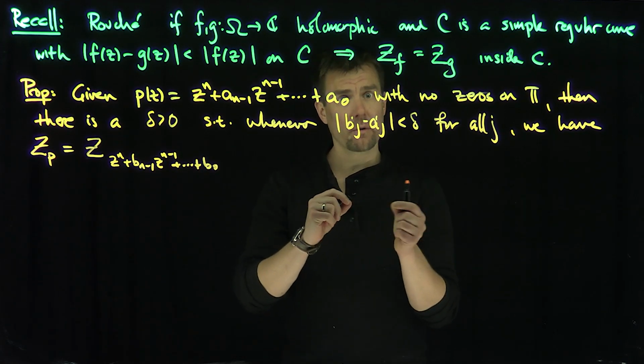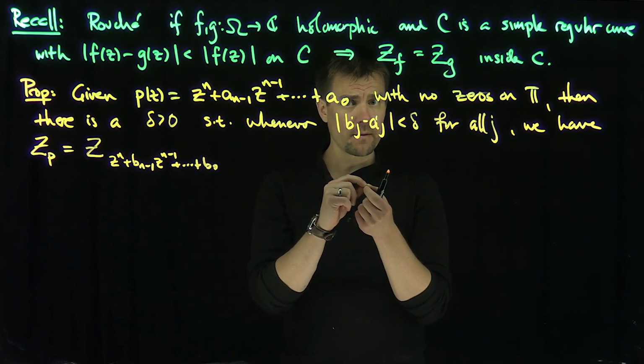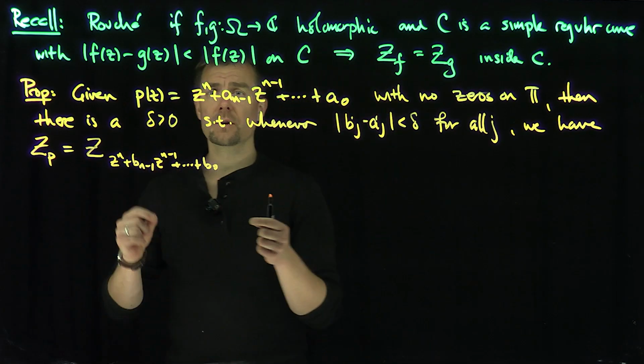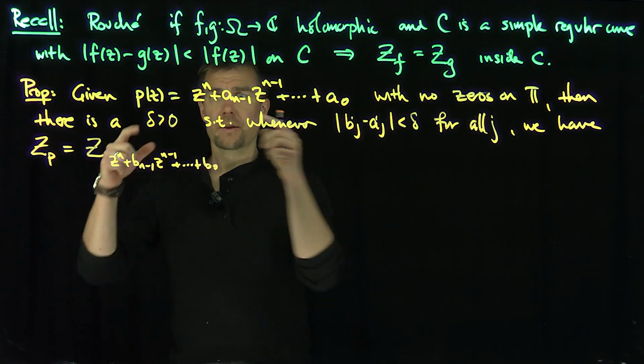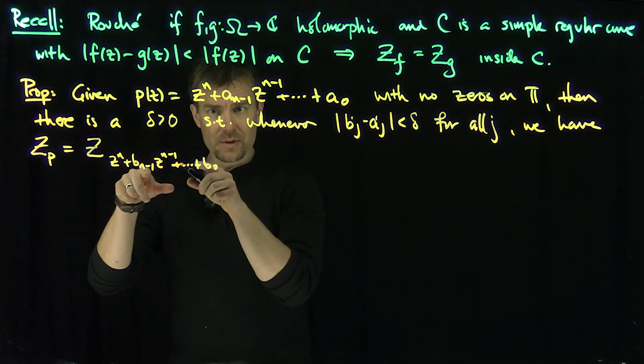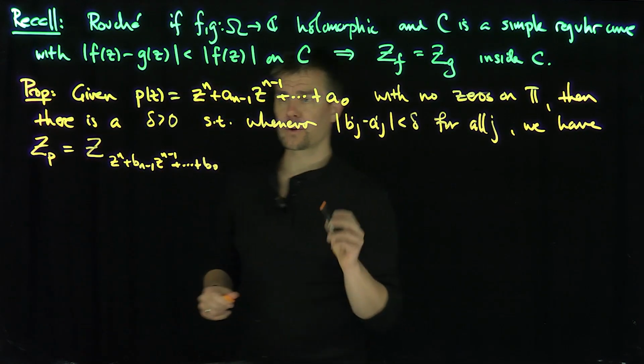So if I perturb the coefficients of a polynomial by a sufficiently small amount, then the zeros of this function in the disk will be the zeros of this other, perturbed function. Okay, so here's the proof.